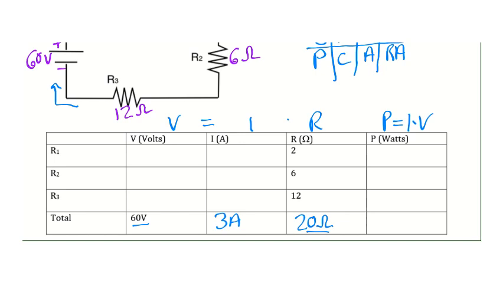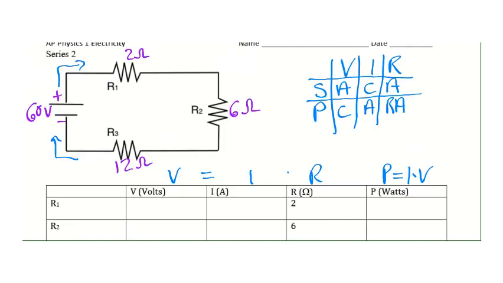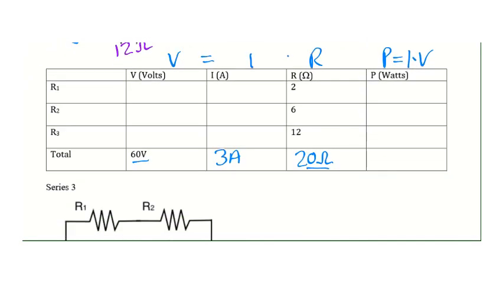Now that we know our total current is 3 amps, we know all 3 amps have to come out of the power supply. All 3 amps have to go through resistor 1. All 3 amps have to go through resistor 2. And all 3 amps have to go through resistor 3. So I can go ahead and fill that in my chart. So 3 amps must go through each resistor. Refer to the VIR-SAKA-PAKARA table and you will see again that current is constant. And that's what we found to be true here.